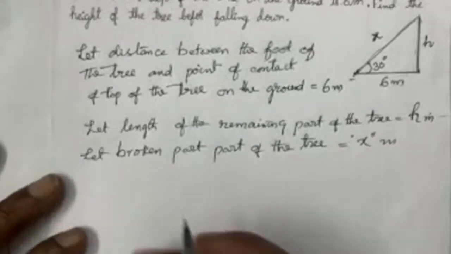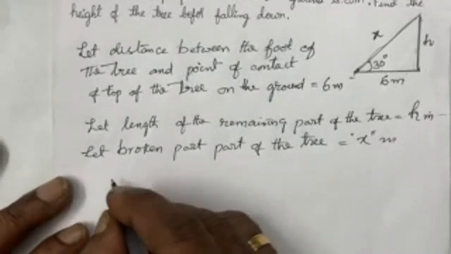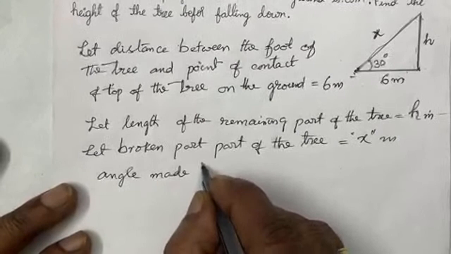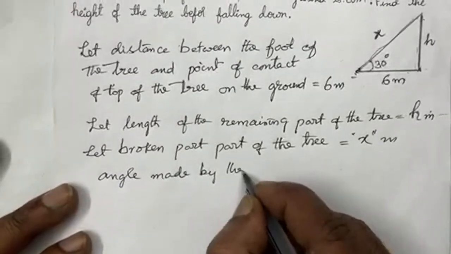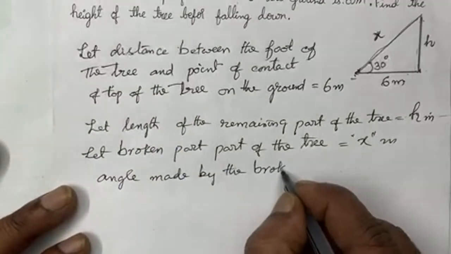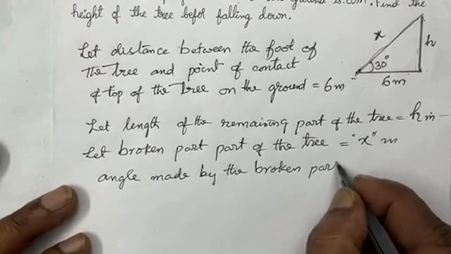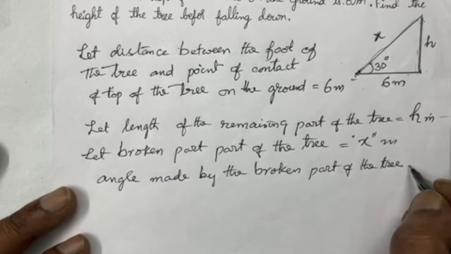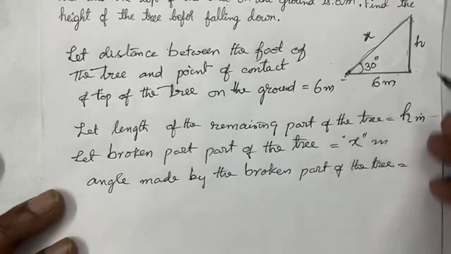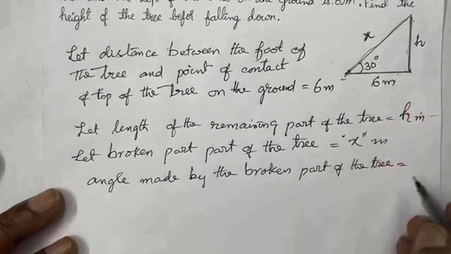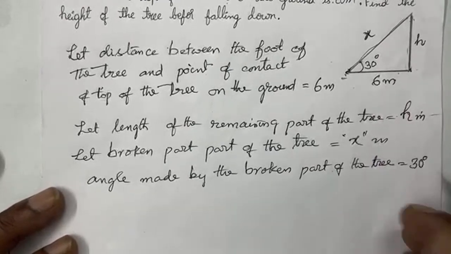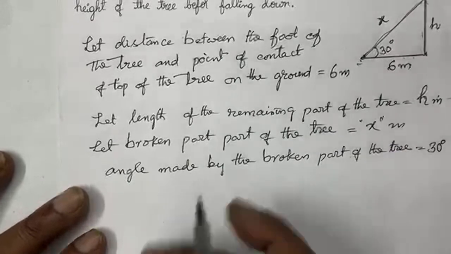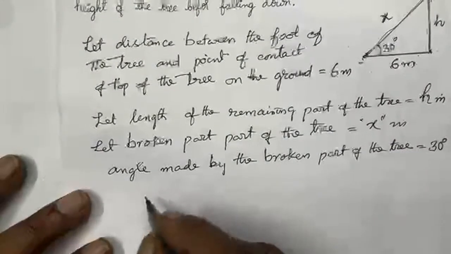Now the angle of elevation, the angle made by the broken part of the tree. This broken part is where we got the angle, which is 30 degrees. Okay, then it is time to go for that.